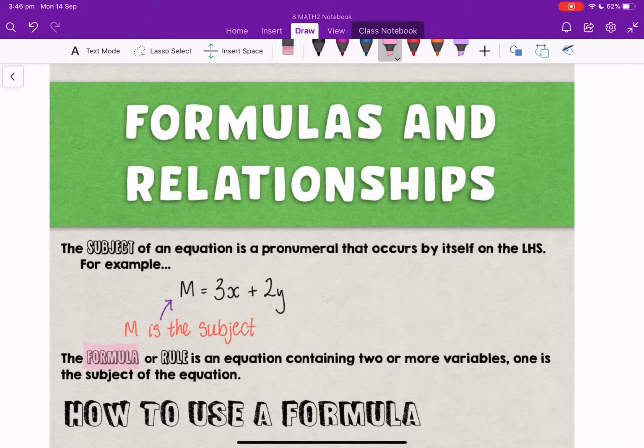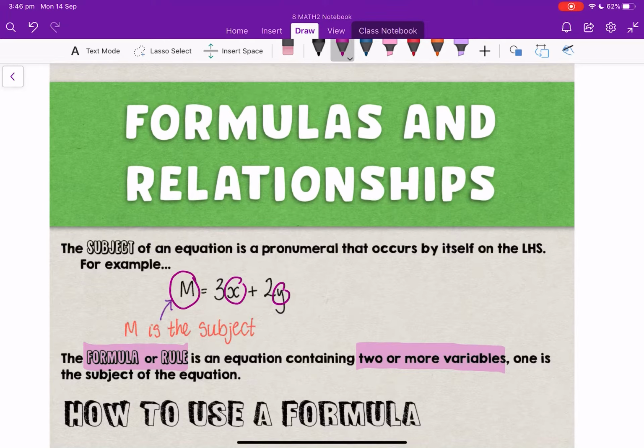Now, a formula or a rule is an equation containing two or more variables. So a variable is represented usually by a letter. Okay, so here we've got x and y, and we also have m. So you're seeing that there are two or more variables in this equation. We can call it a rule.